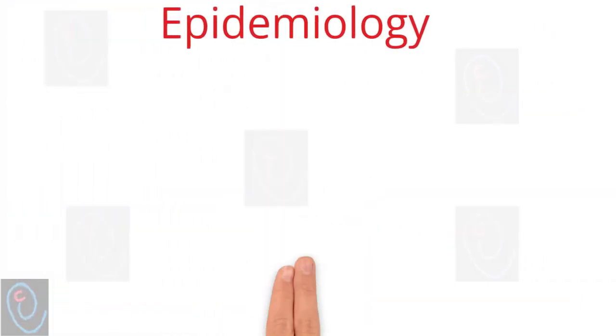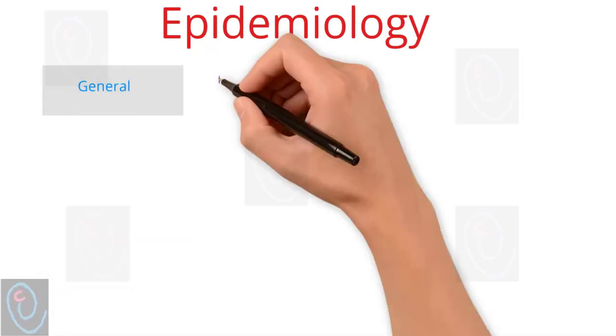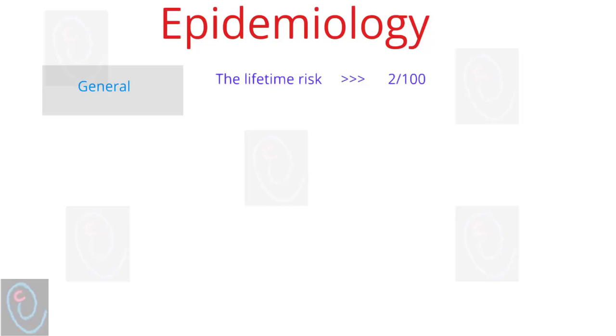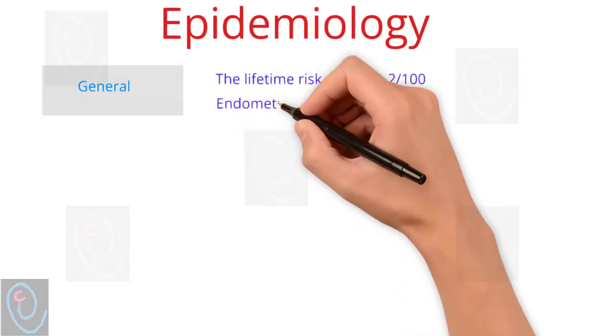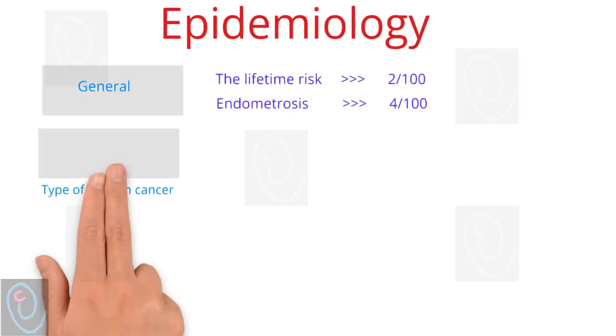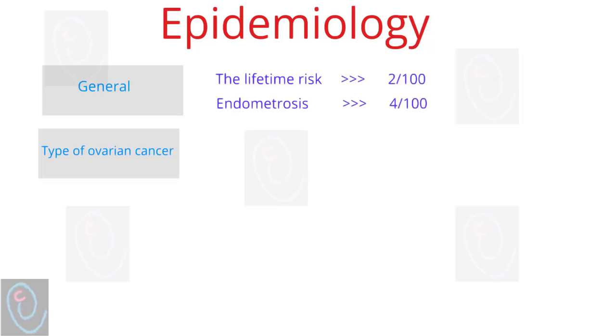Regarding epidemiology, the lifetime risk of developing ovarian cancer is 2 per 100. الريسك ده بيتضاعف في الحالات اللي عندها endometriosis، يعني بدل ما بيبقى 2% بيبقى 4%. Endometriosis is specifically associated with clear cell carcinoma and endometrioid carcinoma.